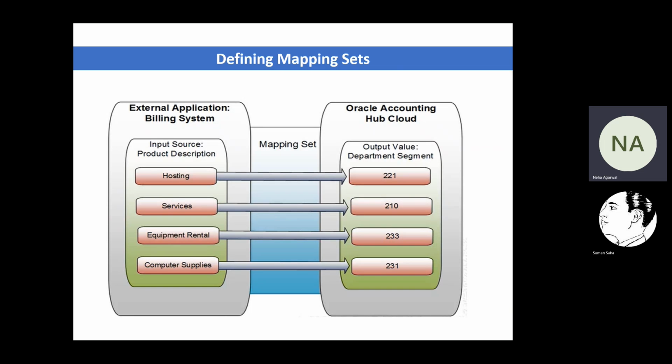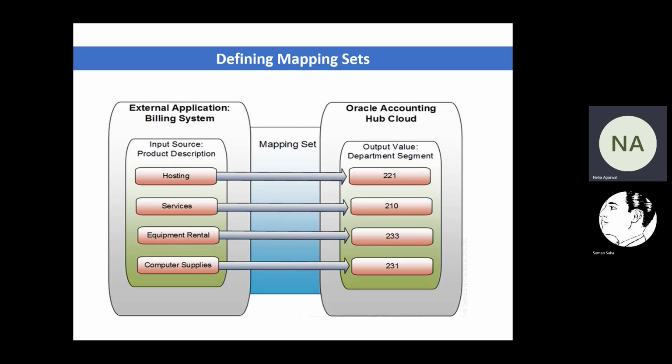Say in our Oracle chart of account there is a department segment and there is no product segment, and the products like hosting, services, equipment rental, computer supplies, these are defined as department, or they correspond to the respective departments like 221, 210, 233, 231. So how will my system understand? How will Oracle understand which value you are referring to?